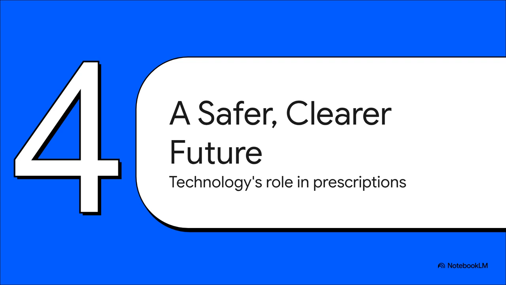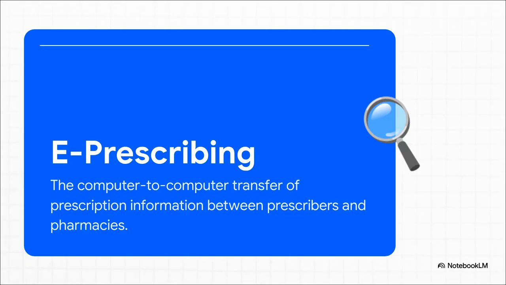Now, as amazing and vital as our pharmacists are, the system itself is finally getting a massive upgrade. Technology is stepping in to wipe out a lot of these risks at the source. We're moving toward a future where clarity isn't the exception, it's the default. And that future is called e-prescribing. It's pretty simple, really. Instead of a piece of paper, your doctor sends the prescription directly from their computer to the pharmacy's computer. It's a secure, digital handshake that's designed to take human error right out of the equation.